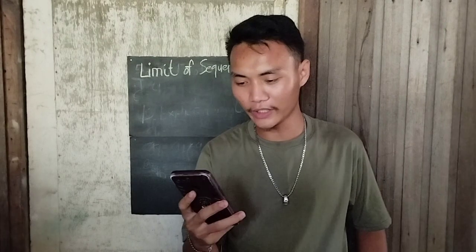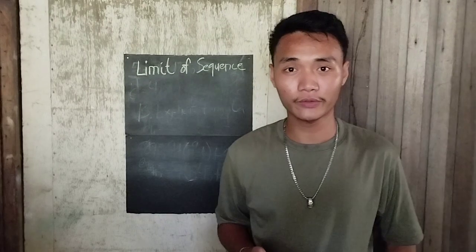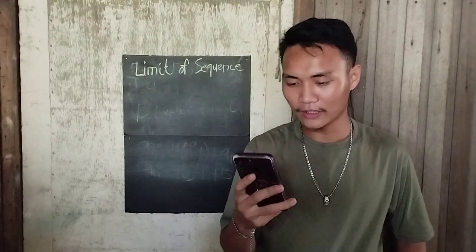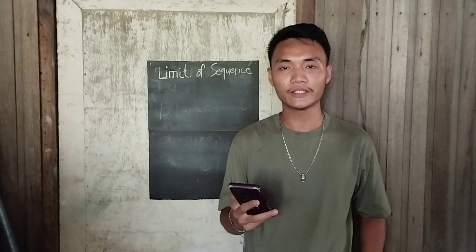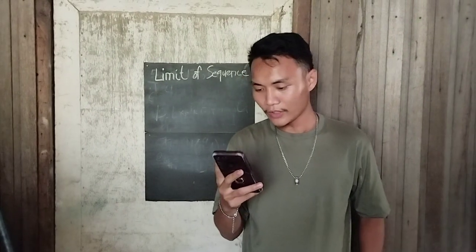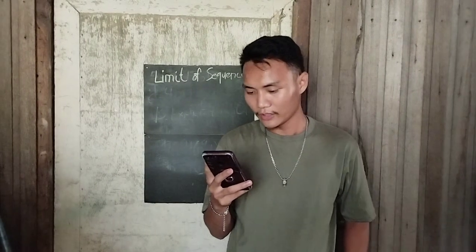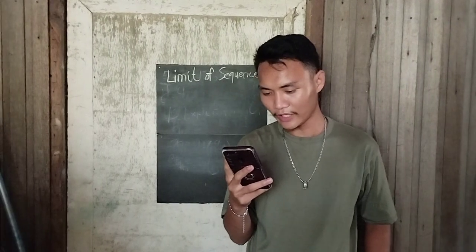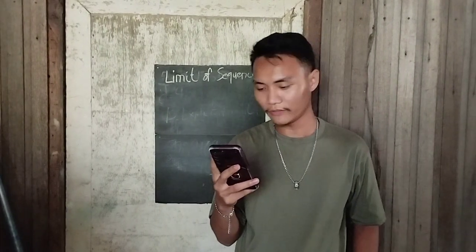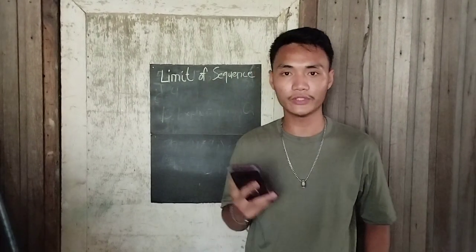Moving forward on the limit of sequence. Since sequences are functions, they also have limits. So, what is an infinite term? If the limit of a sub n as n approaches infinity is equal to L, the sequence approaches L as n becomes large, then the sequence is convergent. If the limit of a sub n as n approaches infinity does not approach a value L, it is called divergent.